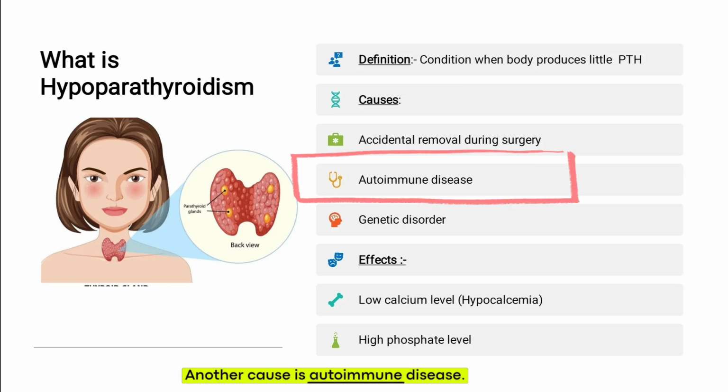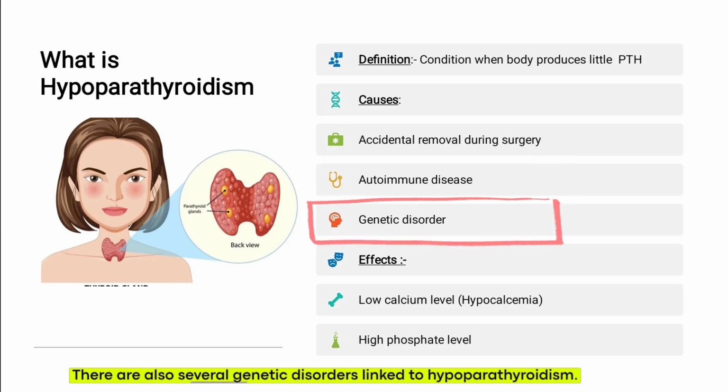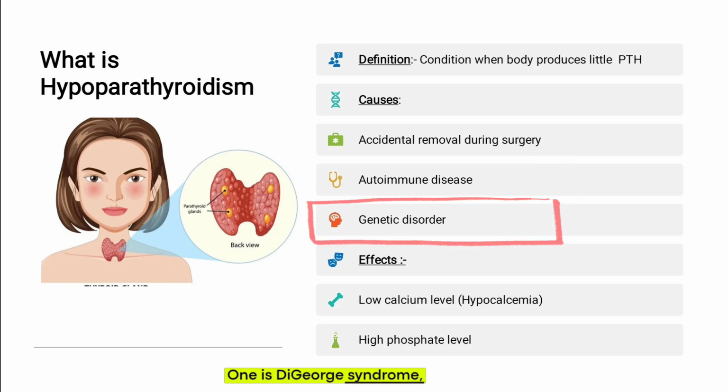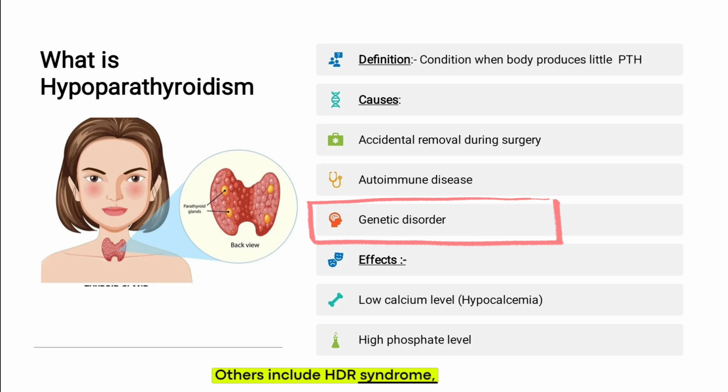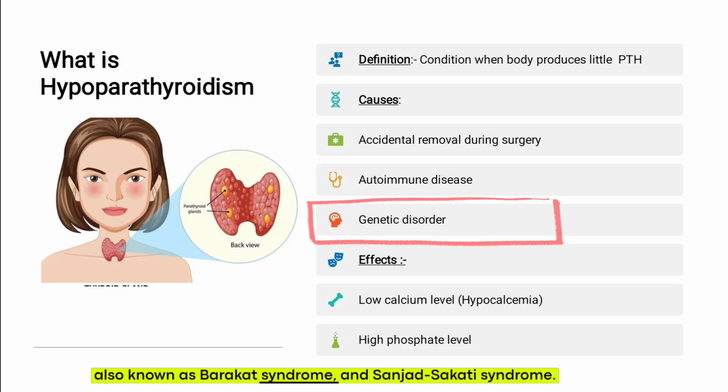Another cause is autoimmune disease. A specific example is autoimmune polyendocrine syndrome type 1, or APS1 for short. This inherited condition causes the body to attack multiple glands, including the parathyroids. There are also several genetic disorders linked to hypoparathyroidism. One is DiGeorge syndrome, where the parathyroid glands are missing or underdeveloped at birth. Others include HDR syndrome, also known as Barakat syndrome, and Sanjad-Sakati syndrome.